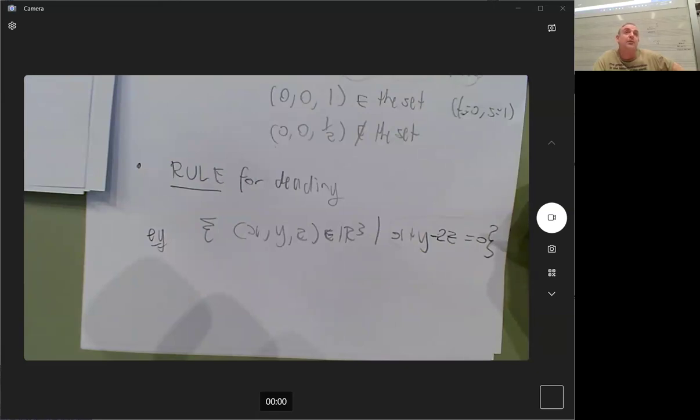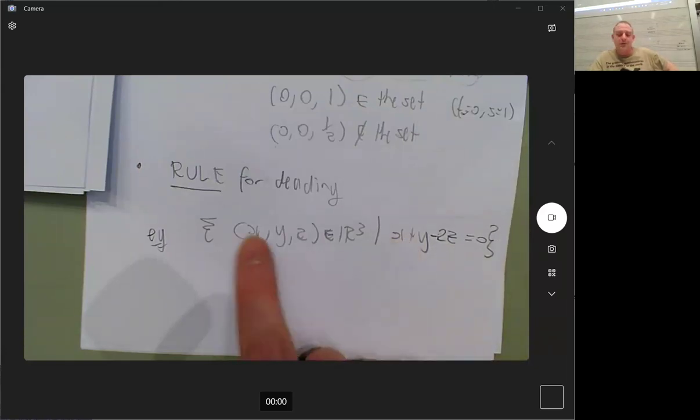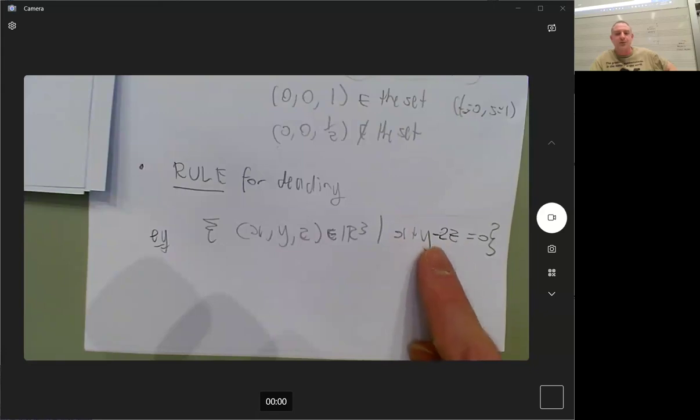And does anyone know what shape this set is? If I colored in all the points that satisfy this equation, what shape would it be? It's okay not to know. It is not just the origin, though the origin does work. If I put 0, 0, 0 in this spot, I will get 0 plus 0 minus 2 times 0, which is in fact 0. So it does in fact pass through the origin. At least it satisfies rule 0 for being a subspace.